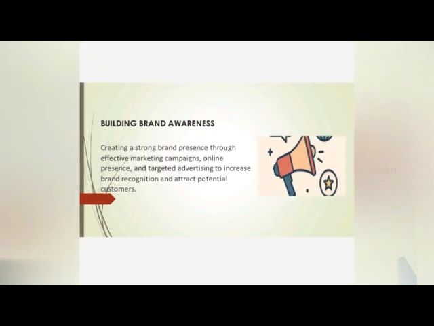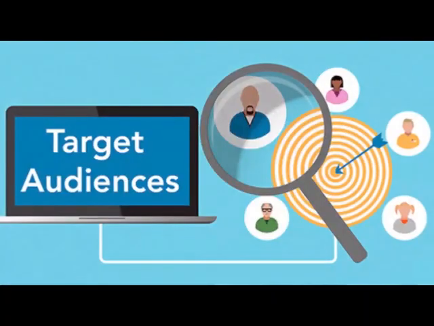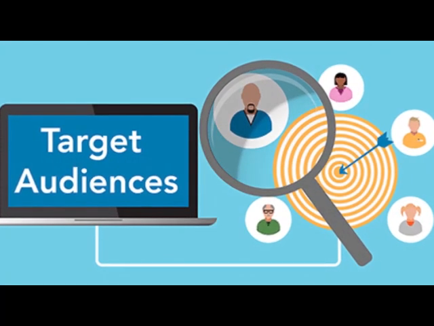So we look at building brand awareness. Now, creating a strong brand presence through effective marketing campaigns, online presence, and targeted advertising to increase your brand recognition and attract potential customers. You need to understand that because of the type of products that you want to sell, you need to understand your targeted audience, which is what we've actually discussed earlier, right? Talking about the construction industry, telecommunication, and the likes. You need to know how to target your main audience, right? By the time you're doing your marketing campaigns, you need to know how to target your audience.